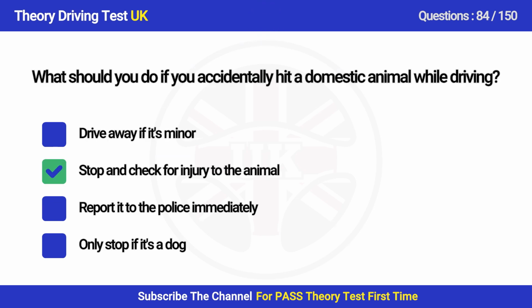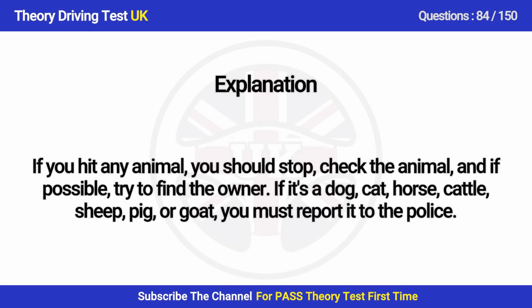Answer is B. Stop and check for injury to the animal. If you hit any animal, you should stop, check the animal, and if possible, try to find the owner. If it's a dog, cat, horse, cattle, sheep, pig, or goat, you must report it to the police.